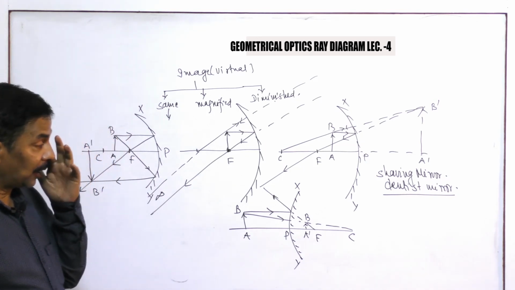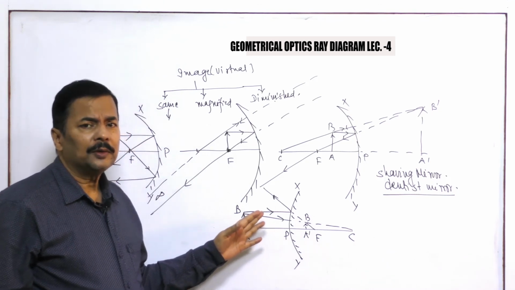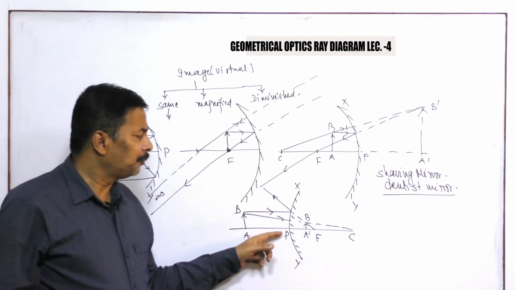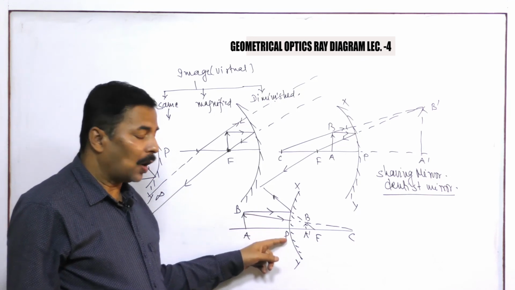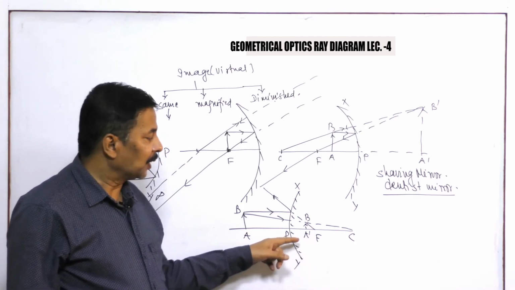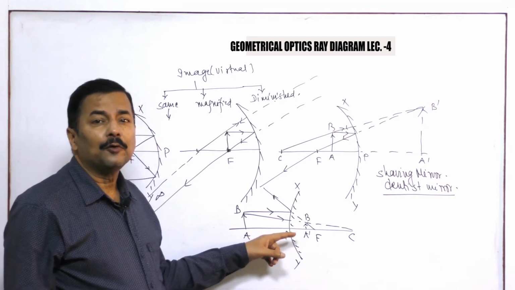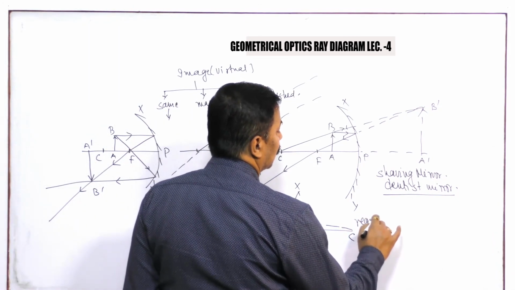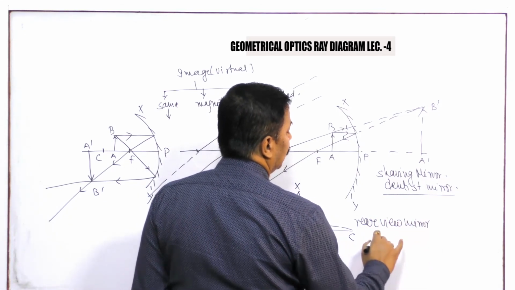Also, one thing you have to understand is the field of view in which the image is seen by the observer. The field of view of convex mirror is very large, and at the same time the image is always formed between pole and focus. Therefore, this mirror is used as the rear view mirror in vehicles.